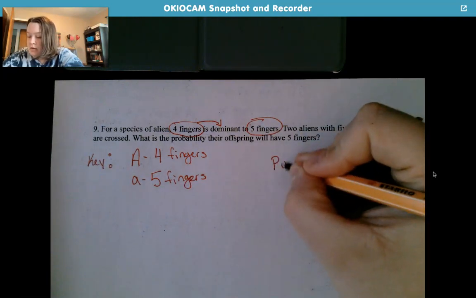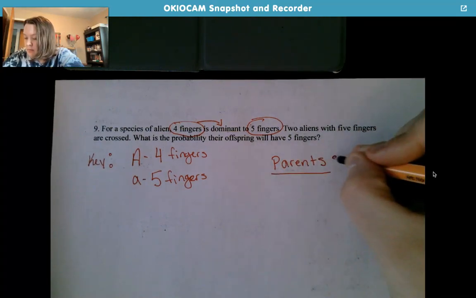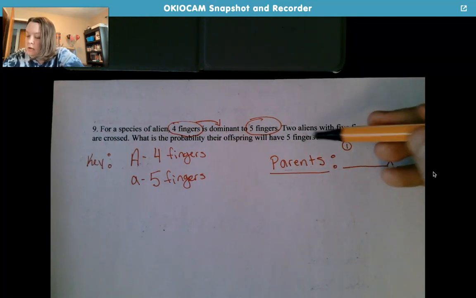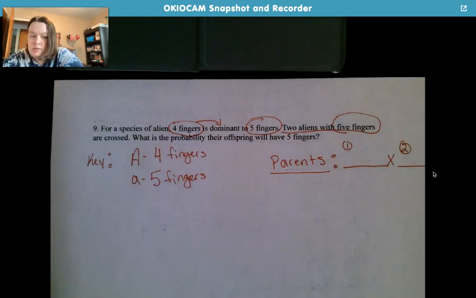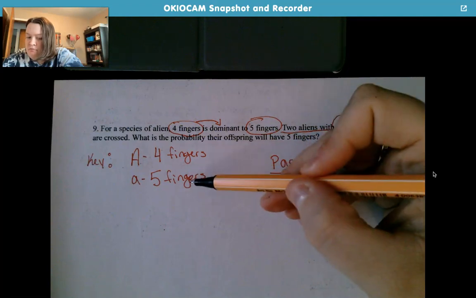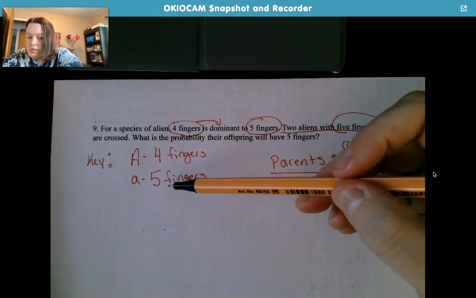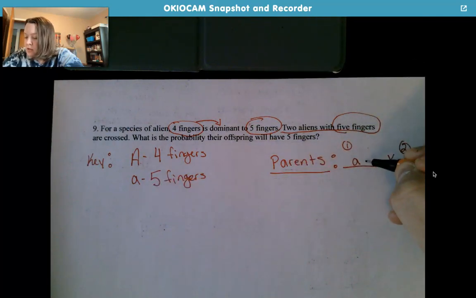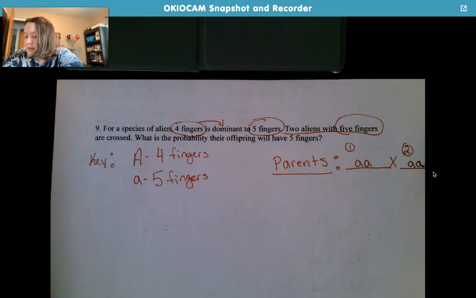Now I got to figure out my parents. It says 2 aliens with 5 fingers are crossed. That means both parents have 5 fingers. 5 fingers is little a. The only way that you can look like your recessive phenotype is if you have 2 copies of the recessive allele. So since both parents have 5 fingers, both parents are small a, small a.